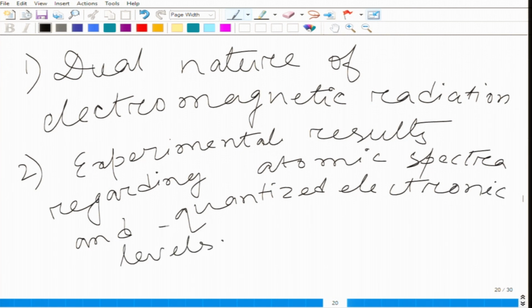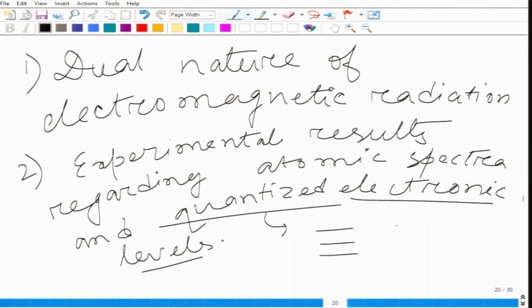What is meant by quantized electronic levels? Quantized means discrete or step by step. That is, there are several orbitals with different energy levels. So, the energy of the electronic levels are not continuous. They will have step by step values, like they will have discrete energy levels. That is called quantized electronic levels.